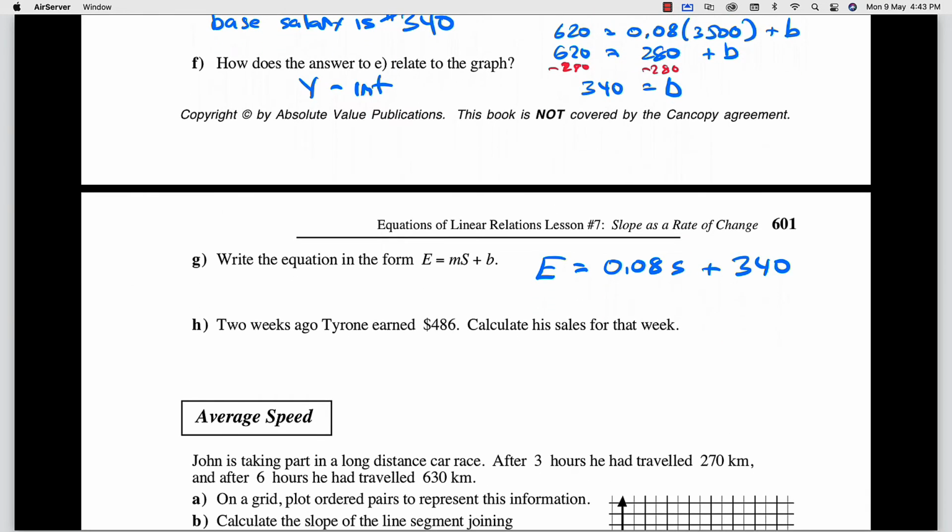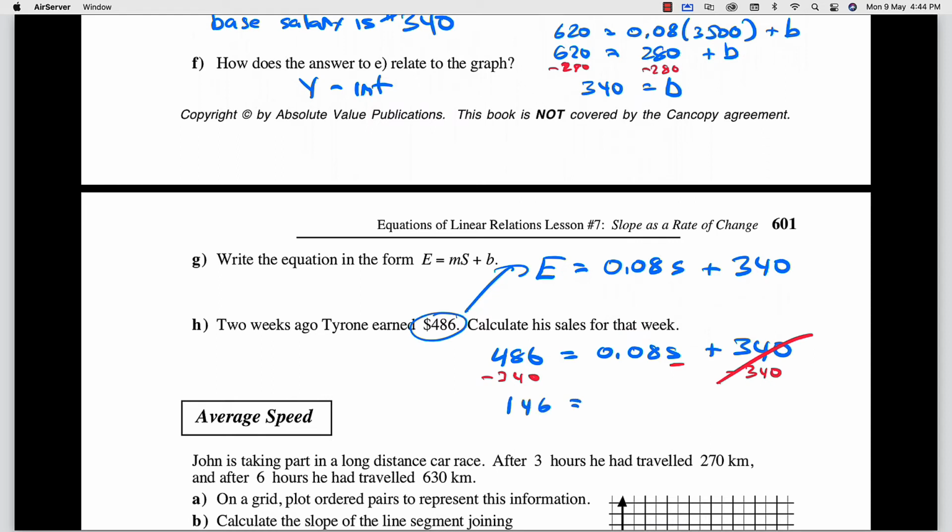Okay, and now it says 2 weeks ago Tyrone earned 486. What was his sales for that week? So earned is right there, so I just need to replace that with 486 equals 0.08 S plus 340. Okay, so now I need to isolate the S. The first thing I'm going to do is minus 340 from both sides. Cancels over here. On the other side, I end up with 146. So 146 equals 0.08 S.